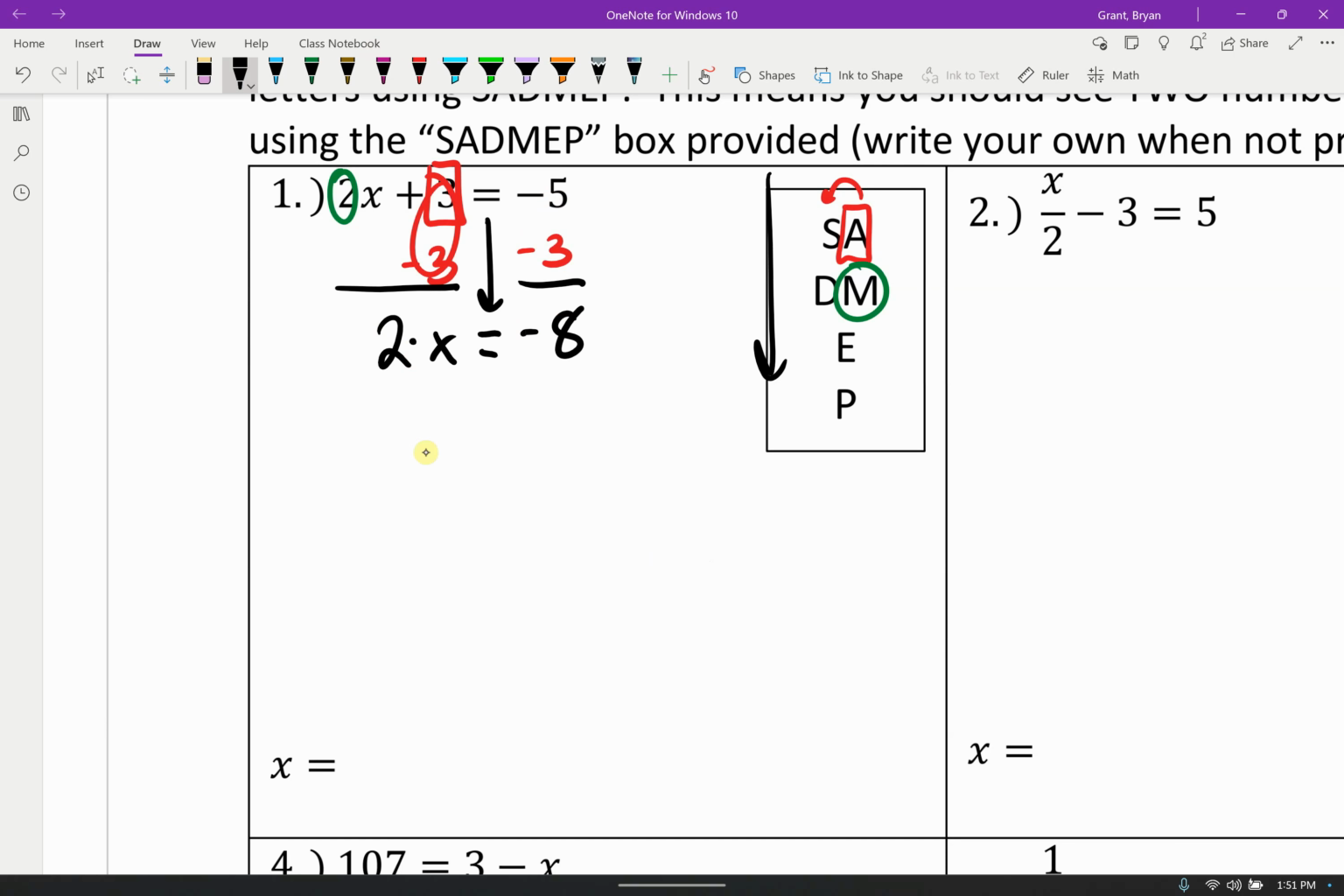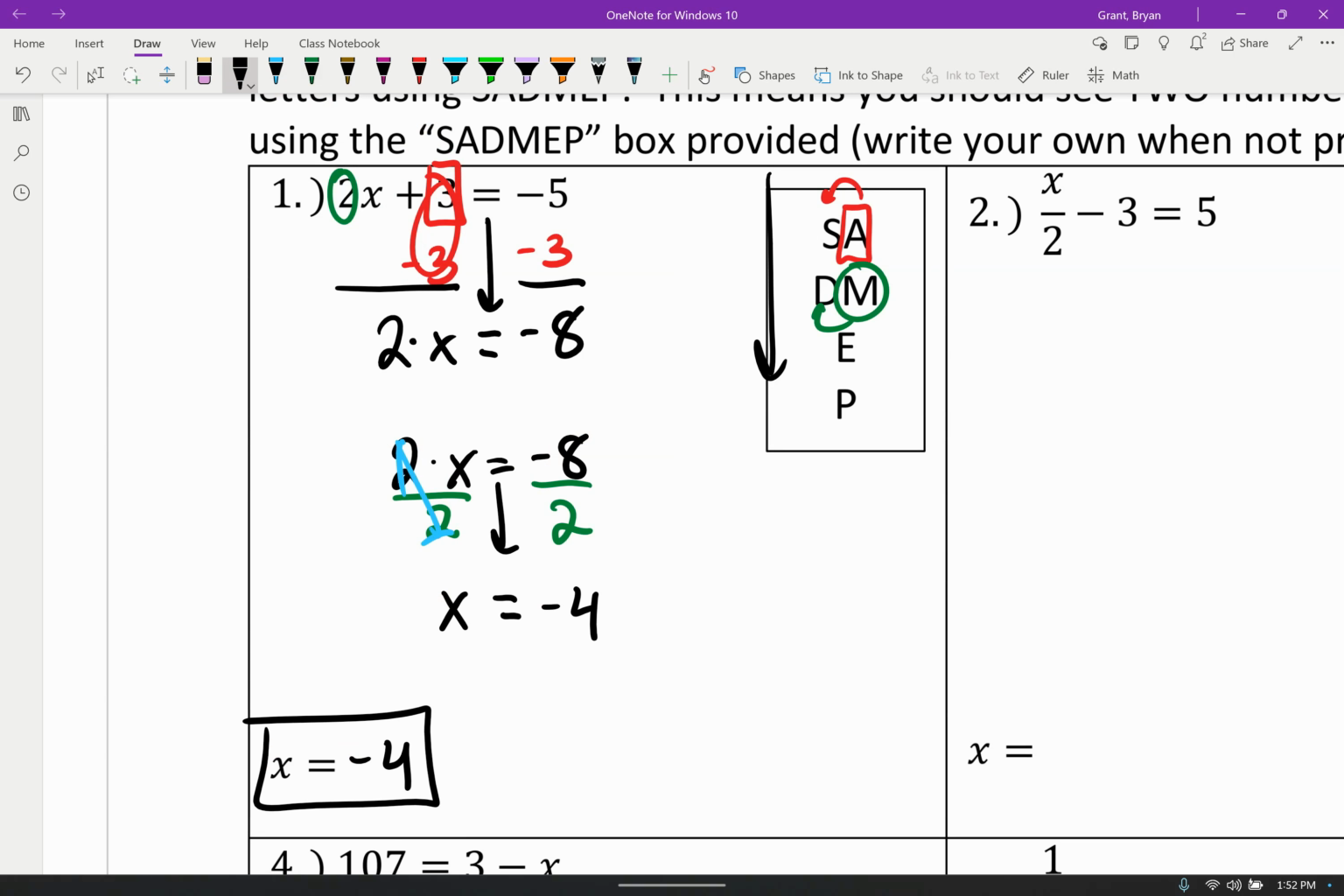But there is still a 2 that's multiplying by x. I'm going to rewrite it. I think most people would not, but it's nice for clarity. And so to undo multiplication, we use division. Notice with the 3's, one was positive, one's negative. That's because of addition and subtraction. But with multiplication or division, we use the same sign. So dividing by 2 on each side, bring down that equals. Anything divided by itself is 1, which we don't need to write. Negative divided by a positive is a negative, giving us our final answer.